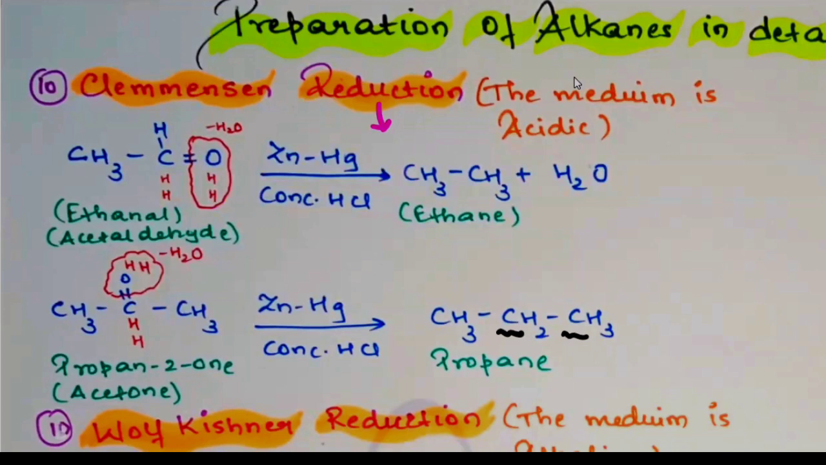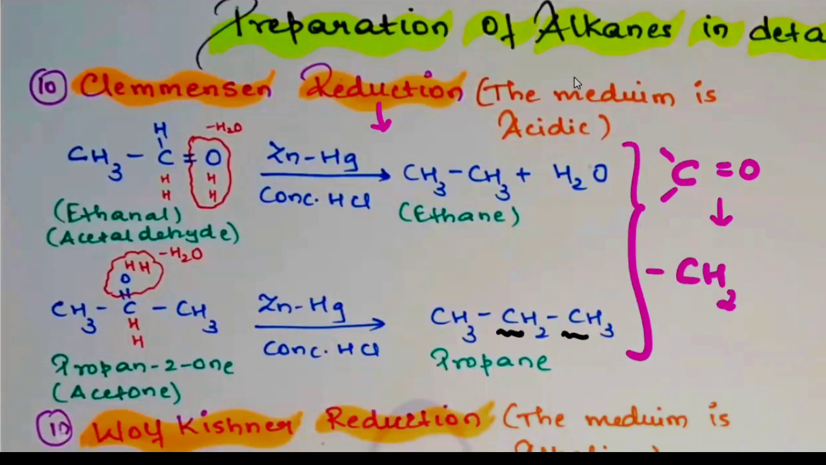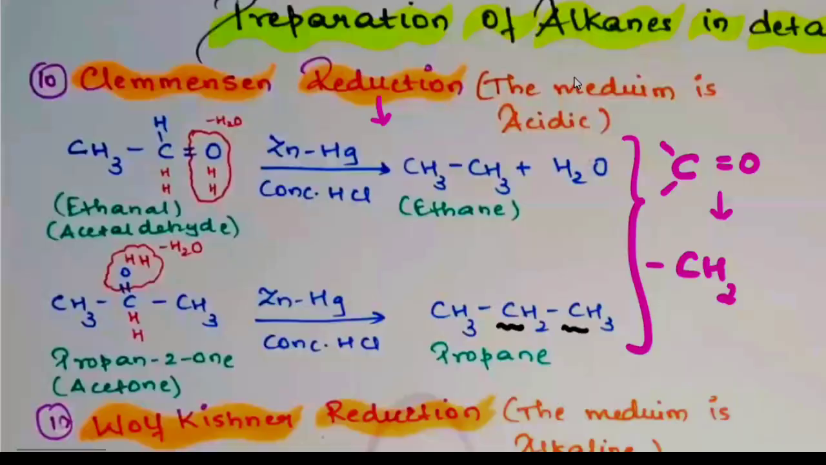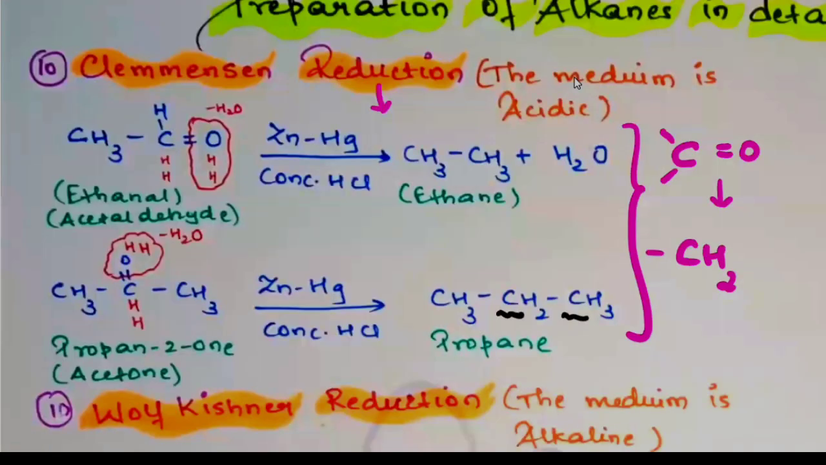or a ketone. Now, the simple trick that you need to remember is the carbonyl group. Okay, this is the carbonyl group which is present in both aldehyde as well as ketone. This carbonyl group, it will be getting converted to CH2. Remember this trick for both Clemmensen reduction reaction as well as for Wolff-Kishner reduction reaction. Now, for Clemmensen reduction reaction, as you can see, the CO getting converted to CH2.